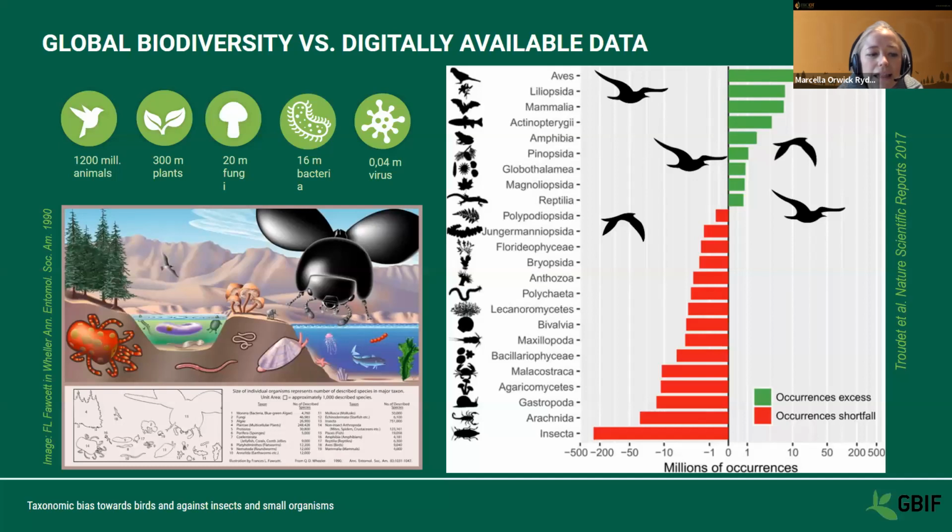And so I think a lot of people already know this, but there is a fairly strong taxonomic bias towards birds and against insects and small organisms when you think about their relative biomass versus the data and the literature that's available on them. And this is also very apparent within GBIF data, where we have occurrence excesses, for instance, towards birds, but we have occurrence shortfalls when we're talking about insects and smaller organisms. So this is something that we actually do want to still try and rectify in the future with GBIF.